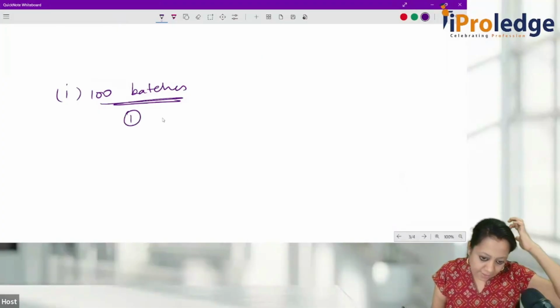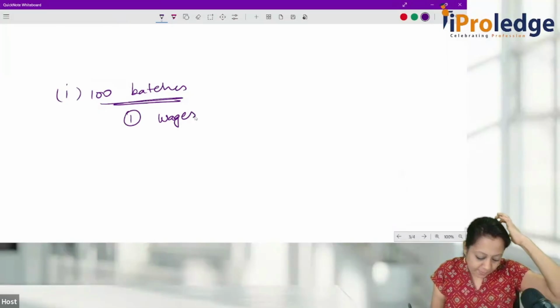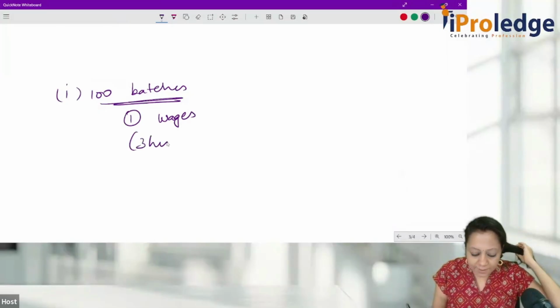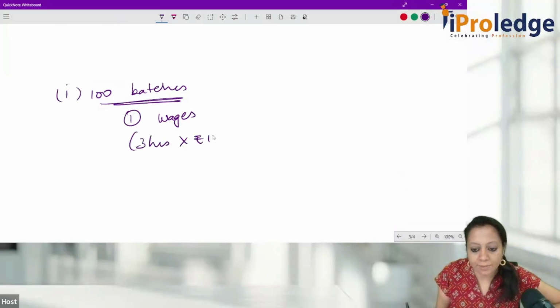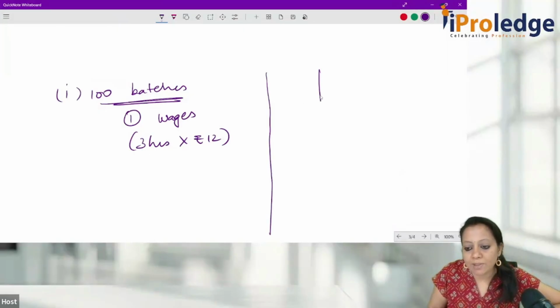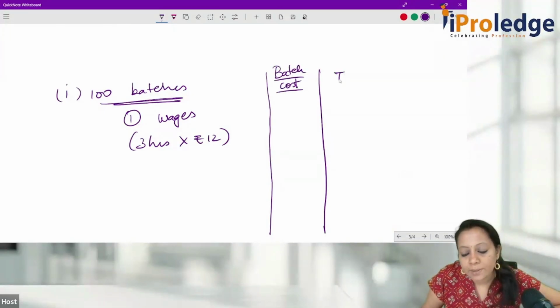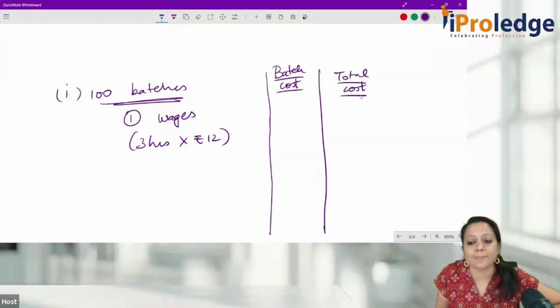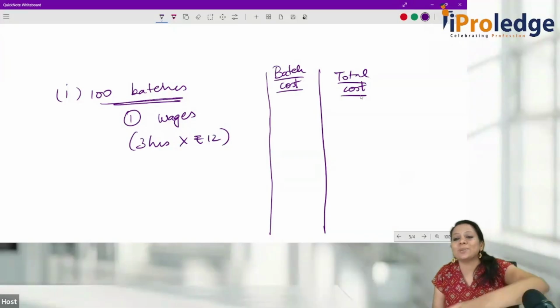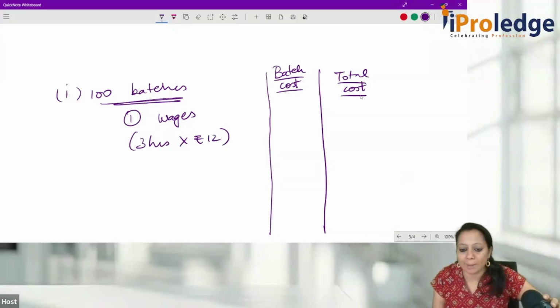First one is wages. Wages is going to be 3 hours into 12. Correct, everyone? Since they want total cost as well as batch cost, first I will write batch cost and I will write total cost. So you imagine like a biscuit which is produced in batches. In such industries only they will use batch costing.